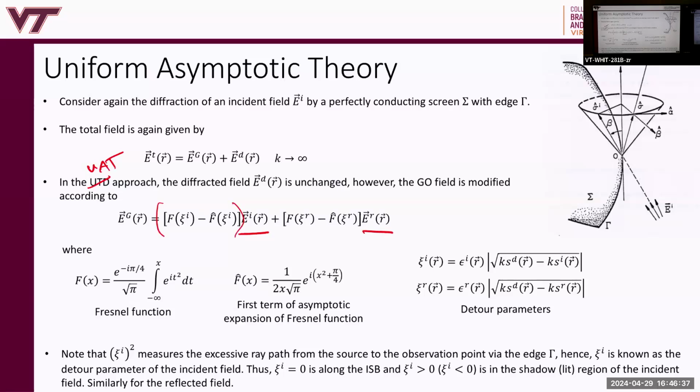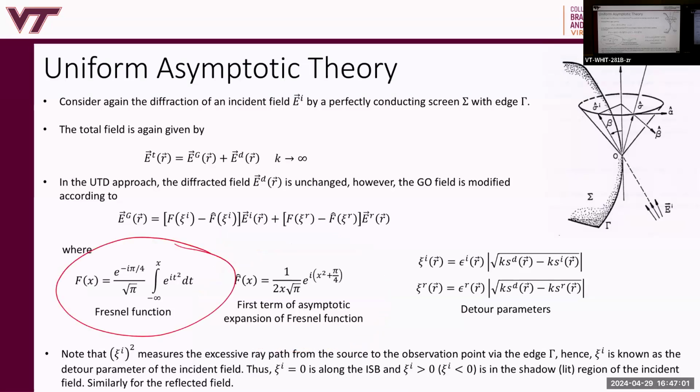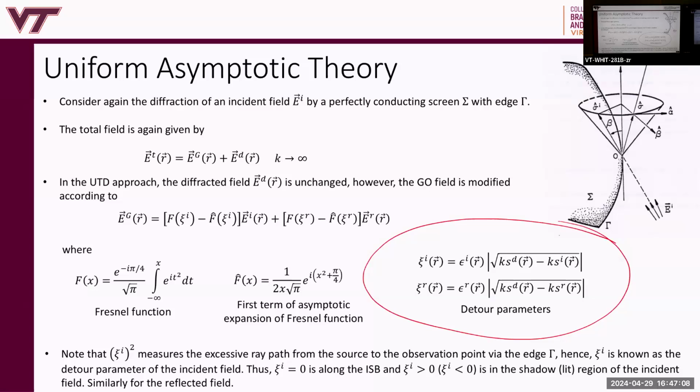These coefficients are the Fresnel function. Okay, we'll learn what these are. They're called detour parameters. The Fresnel function evaluated at the detour parameter of the incident field minus the leading term of the asymptotic expansion of the Fresnel function, f hat. And that's the same notation we did before. First term of the asymptotic expansion of the Fresnel function. We've seen that before. And here's the Fresnel function itself. All right. So, and then these are the detour parameters. So let me come back to the detour parameters in a second here.